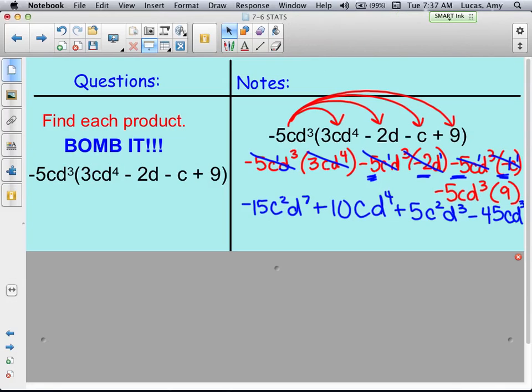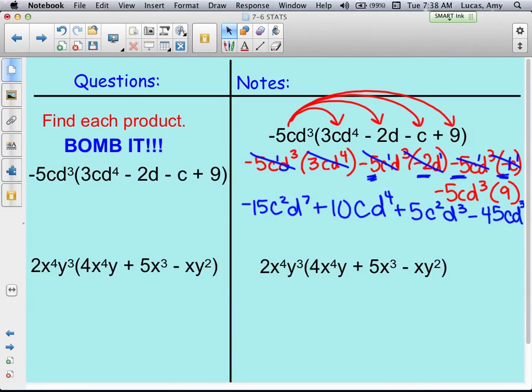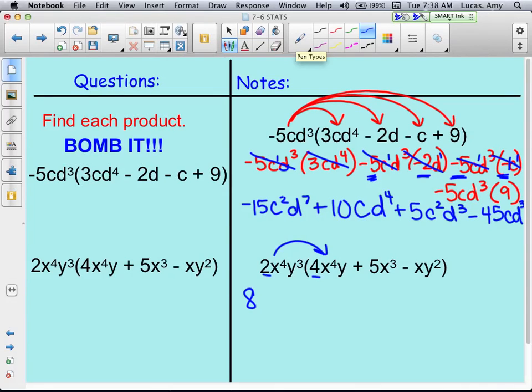So that one took a lot of space for me. Okay, the last one. Distributing. 2 times 4 is 8. X to the 4th times x to the 4th. That would give me 8 of them. And then y to the 4th.